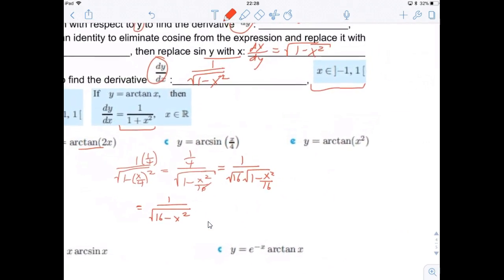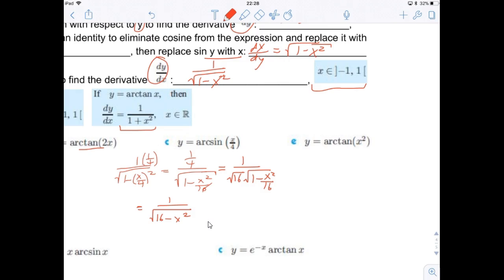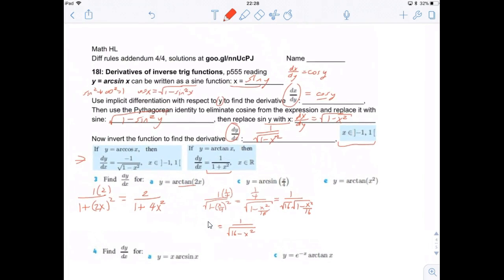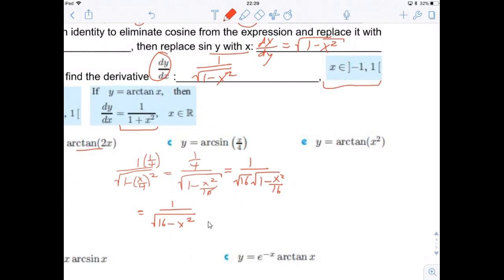Now let's do the derivative of arctangent of x squared. So the derivative of arctangent, remember, is 1 over 1 plus something squared. So I'm going to put 1 over 1 plus something squared. The something is x squared. And then the derivative, chain rule, of x squared would be 2x. Okay, let's see if I can simplify that. 2x over 1 plus x to the fourth.